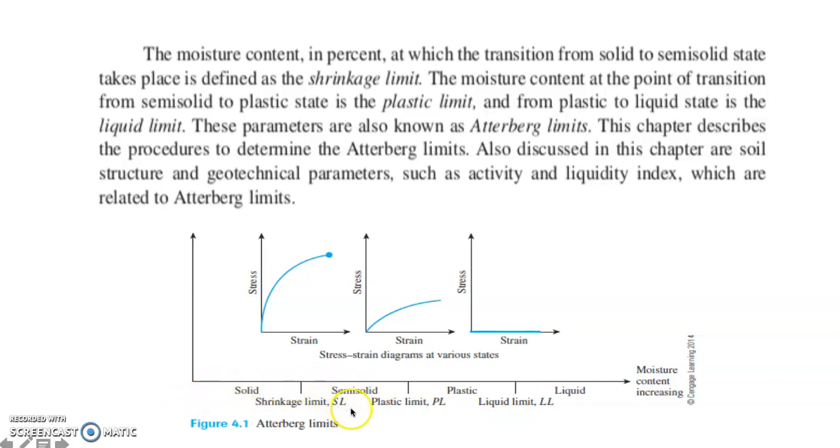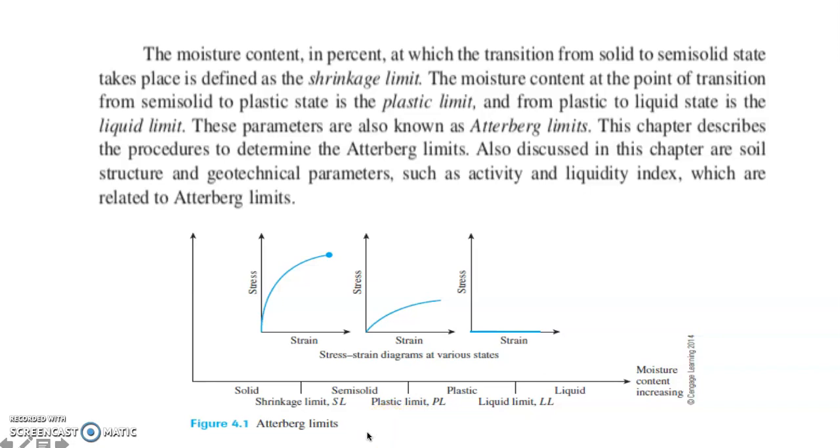So as we increase our moisture content, the transition from solid to semi-solid, that is what we call the shrinkage limit, or the SL. So again, if we increase the moisture content, the transition from semi-solid to plastic is called the plastic limit, which is our PL. If we increase again the moisture content, the transition from plastic to liquid is what we call the liquid limit. So these parameters, shrinkage limit, plastic limit, and liquid limit, are known as the Atterberg limits.